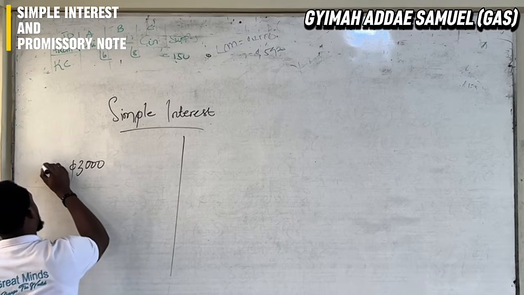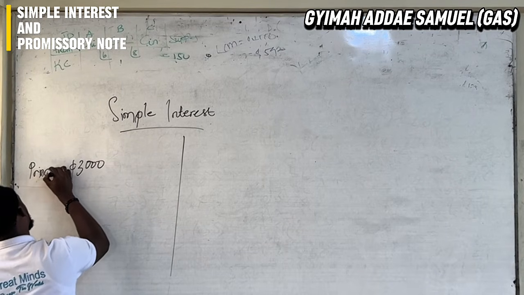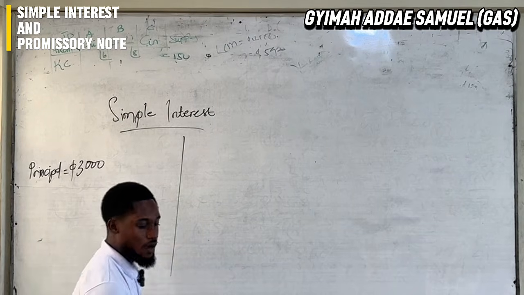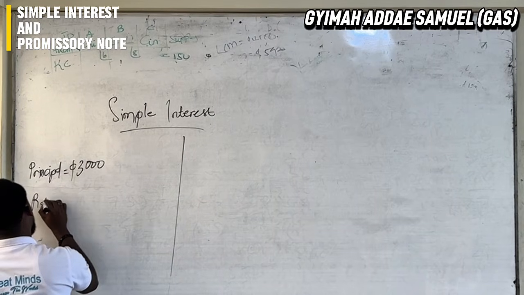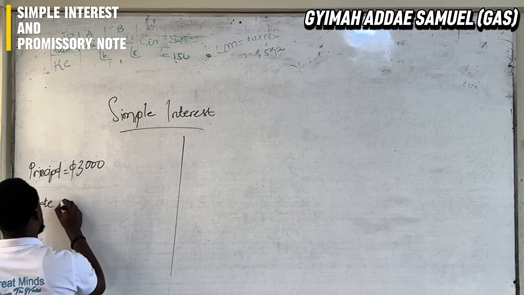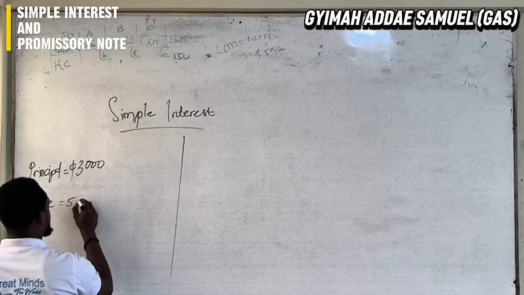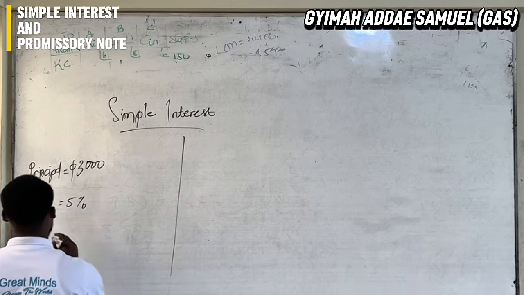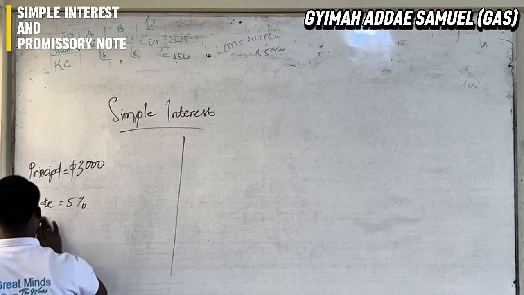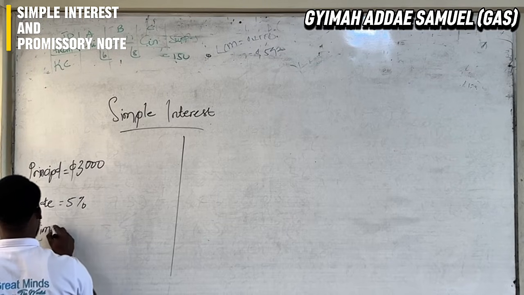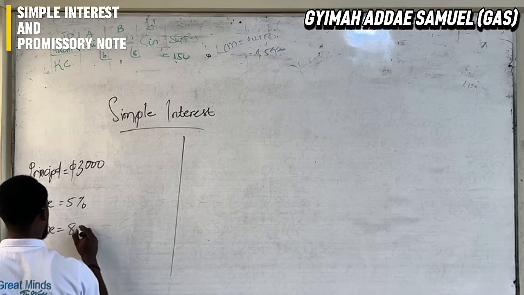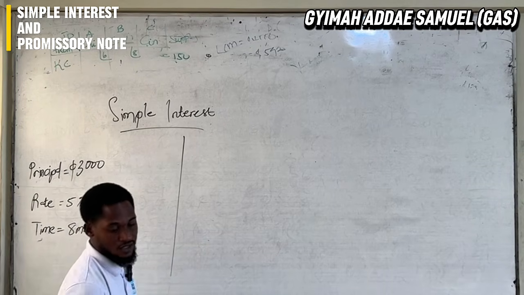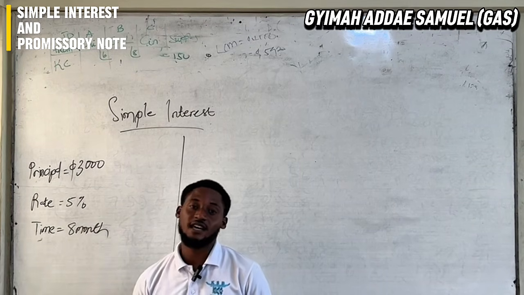Here, 3,000 Ghana cedis is our principal, and our rate is 5%, and our time value is 8 months. So now what do we do? We would have to find our interest.